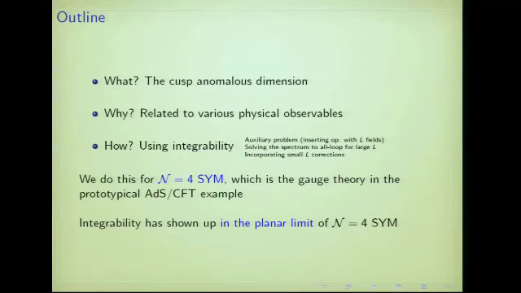So I should emphasize again that I'm going to be talking about the Cusp anomalous dimension in N=4 super Yang-Mills theory, which is the gauge theory of the prototypical example of the AdS/CFT correspondence. And I'm going to be working in the planar limit, because it's only in the planar limit that integrability has been observed so far.